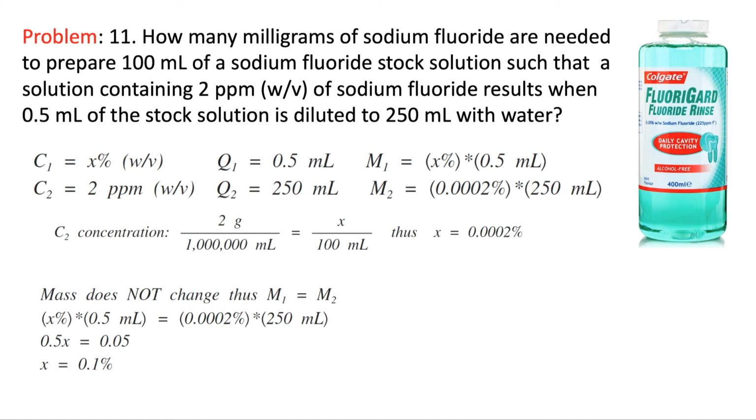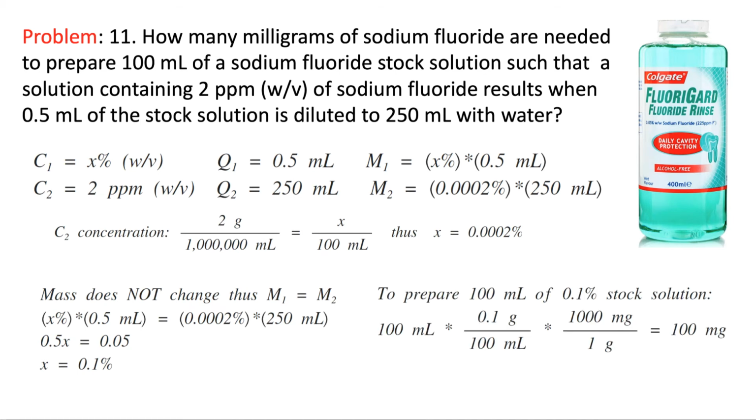It's very important. But remember, I'll remind you, the question said, how many milligrams of sodium fluoride are needed to prepare 100 milliliters of this stock solution? I know the stock solution has to have a concentration of 0.1%, and I now remember I need to make 100 mils of that. So how much sodium fluoride do I need? So that's pretty straightforward. All I have to do is take the volume I want to prepare, which is 100 milliliters, times the concentration we just calculated, which was 0.1%, which means 0.1 grams per 100 milliliters.